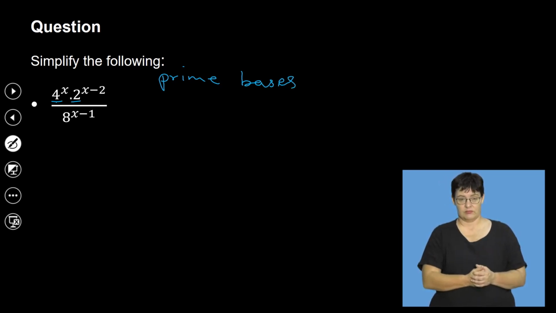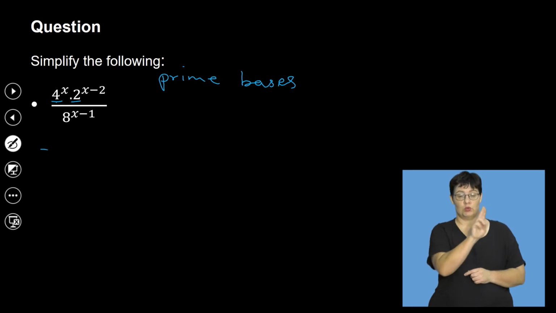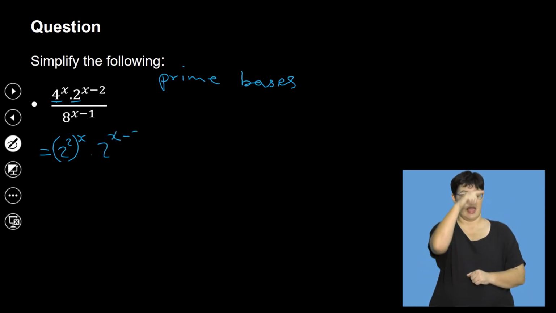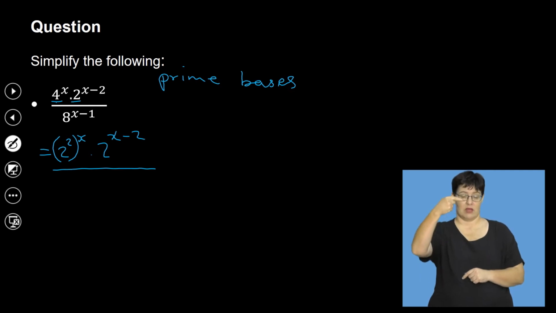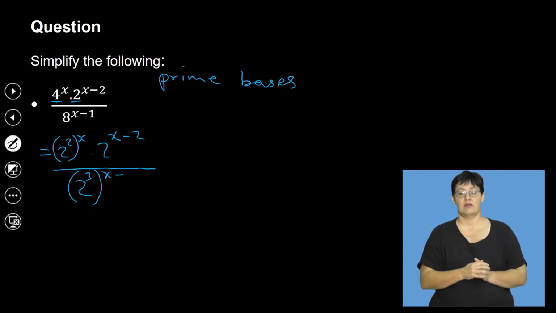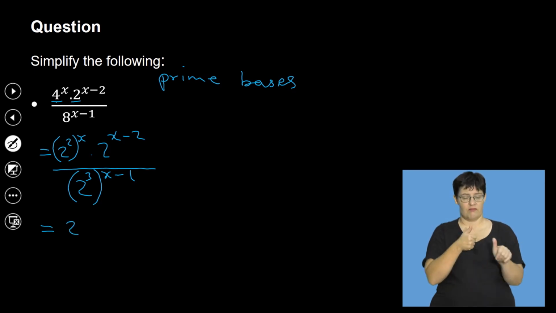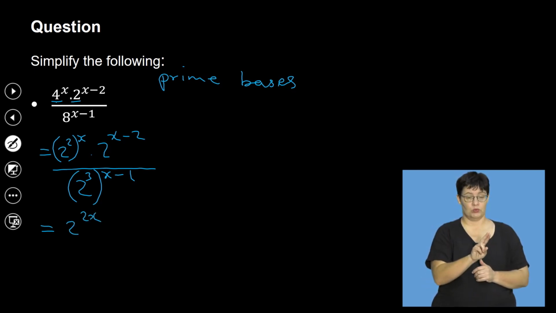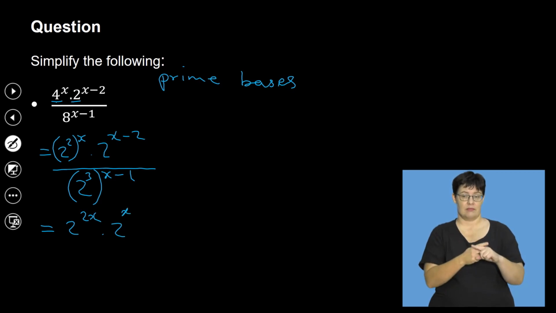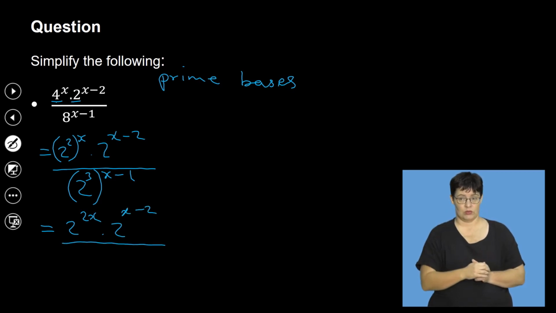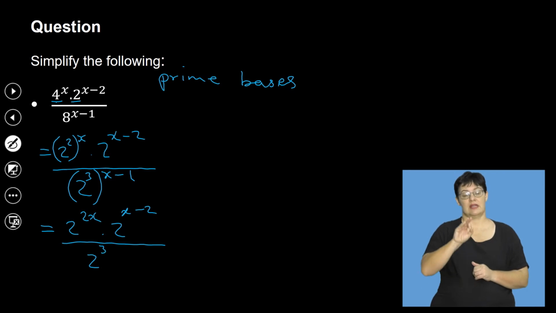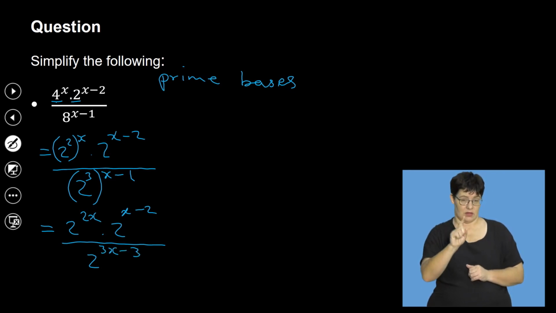So you know 4 can be written as 2 squared, which will therefore give me 2 squared, I will open brackets there, x multiplied by 2 to the exponent of x minus 2, divided by 8, which can also be written as 2 cubed to the exponent of x minus 1. And then you apply your laws of exponents here. This will give me 2 to the exponent of 2x multiplied by 2 to the exponent of x minus 2, all divided by 2 to the exponent of 3x minus 3.